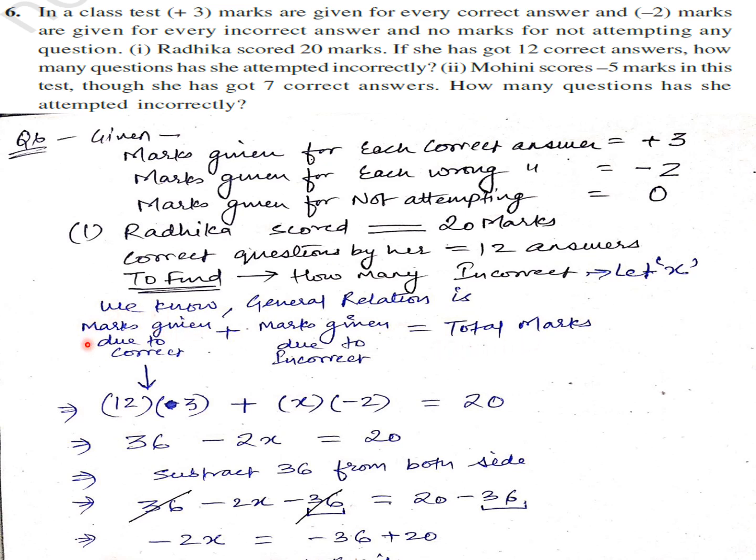Now we know this value. How? We know that she did 12 correct questions and marks for each correct question is 3. We can say that marks given are 12 into 3, which is 36. Then we have plus sign. Then we have x. What is x? We have assumed here x is number of incorrect answers that she gave. So x into minus 2 is marks given for wrong answers. What is x into minus 2? Very simple. Minus 2x. And that is equal to 20.